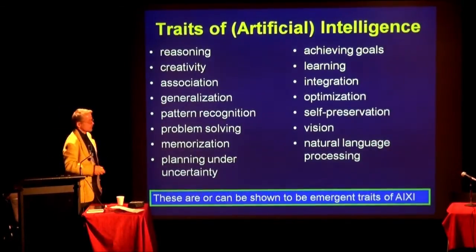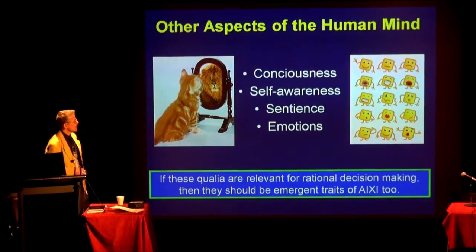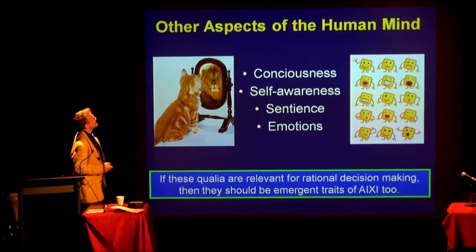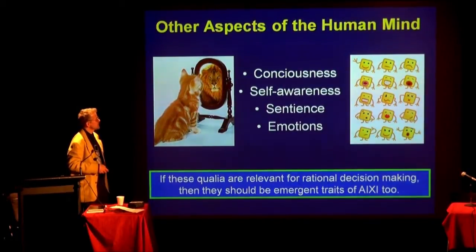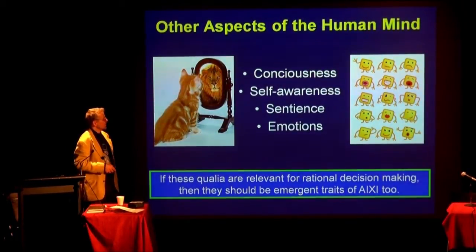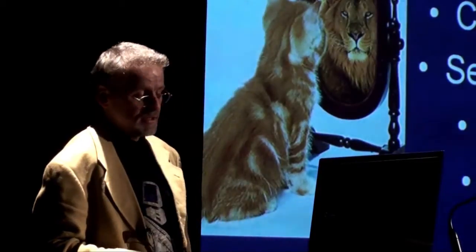And I want to go into all these items. Then there may be aspects which are not so much about rationality. What about consciousness or self-awareness or sentience or emotions? Where is this in this AIXI theory?